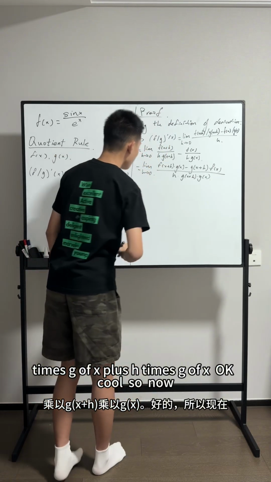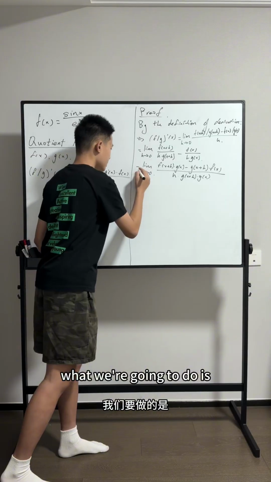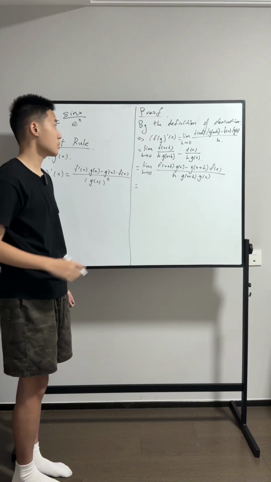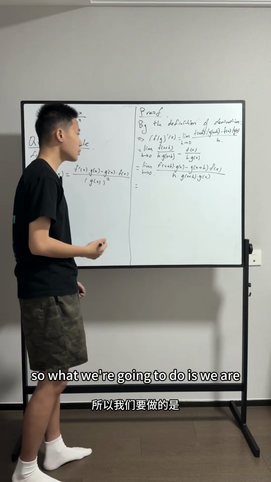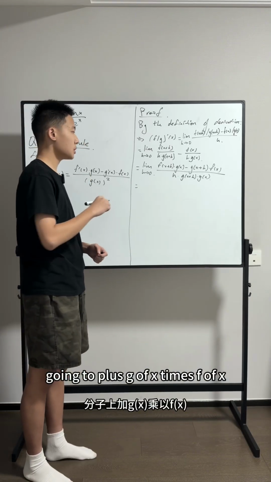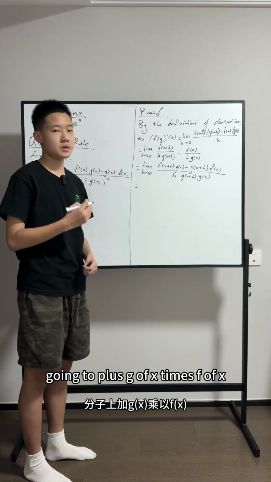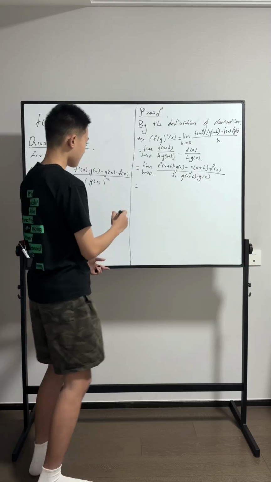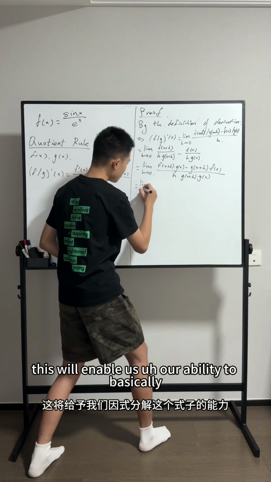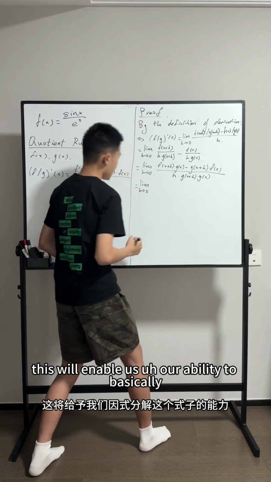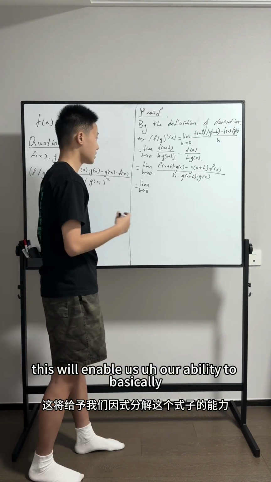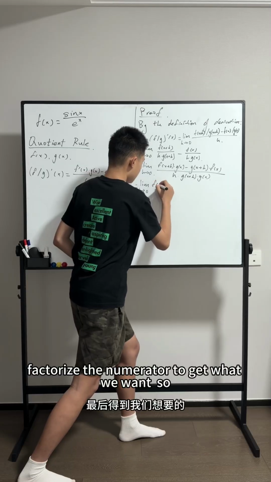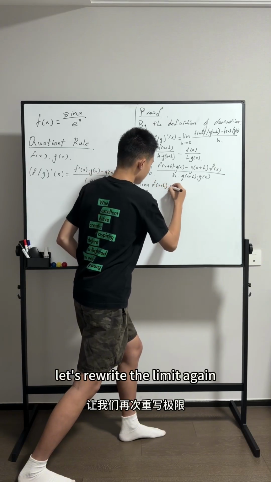So now what we're going to do is pretty similar to our proof in the last video when we proved the product rule. So what we're going to do is we are going to plus g of x times f of x, then minus g of x times f of x in the numerator. And in doing so, this will enable us to basically factorize the numerator to get what we want. So let's rewrite the limit again.